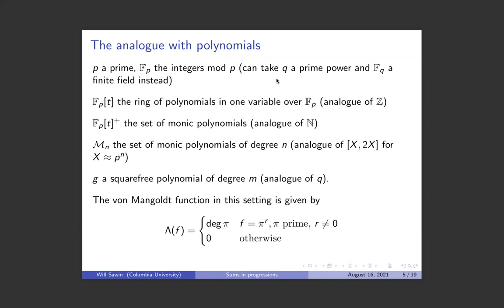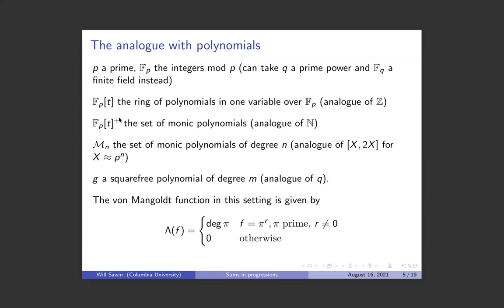And the main object of study for us will be the ring of polynomials in one variable over F_p, which we'll think of as a very close analog to the integers. And this is an analogy that is used a lot in number theory and also often in some other fields. And then instead of the natural numbers or positive integers in this setting, we can work with the monic polynomials, the polynomials with leading coefficient 1, which I'll denote with a little plus there.